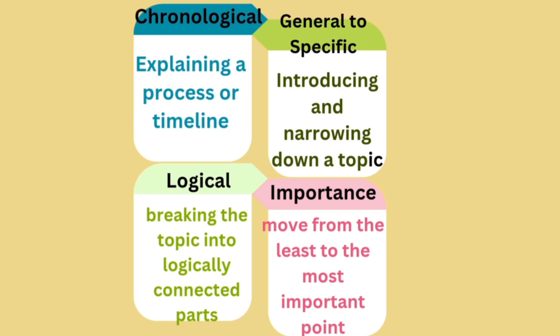The first one is the chronological order in which we explain a process or a timeline. The second one is to go from the general to the specific, introducing and narrowing down a topic. The third is logical, in which we break down the topic into logically connected parts, and the last one, importance, in which we move from the least to the most important point.